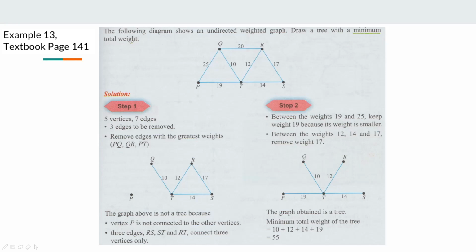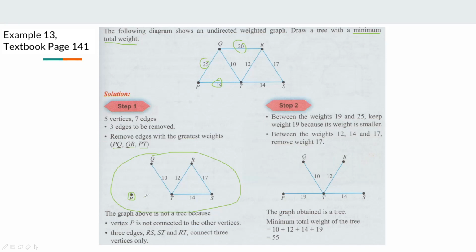And if we need a minimum total weight, we'll have to remove the edges with the greatest weights. So in this case, the greatest weights would be firstly 25, 20, and 19. So that would be PQ, QR, and PT. Once you remove the edges with the greatest weights, the graph would look like this. But this graph is not a tree yet, because vertex P over here is not connected to any of the other vertices, as one of the requirements of a tree is that all the vertices are connected, and each pair of vertices is connected by only one edge. But since P is alone here, it is not connected to the other vertices. It is not a tree.